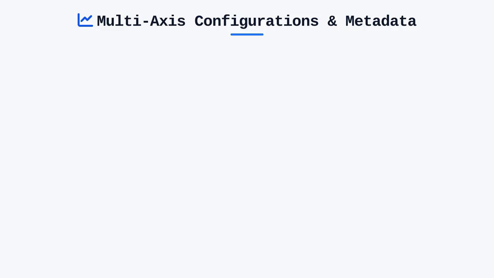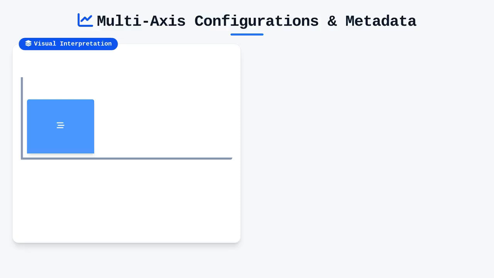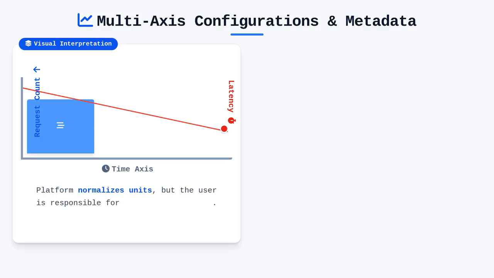Multi-axis configurations often present a significant friction point for new users when multiple metrics of different types are plotted on a single view. You may see a bar chart representing request counts alongside a line plot for latency, both sharing a time axis but using disparate y-axis scales. The platform handles this by normalizing these units, but the responsibility to correctly interpret these distinct scale ranges remains with you.